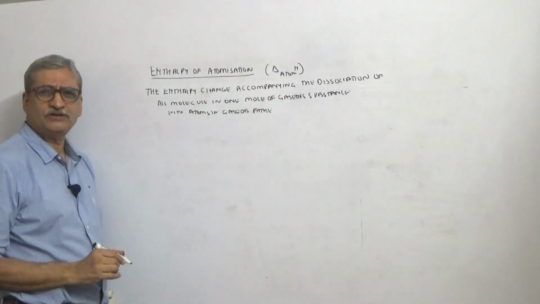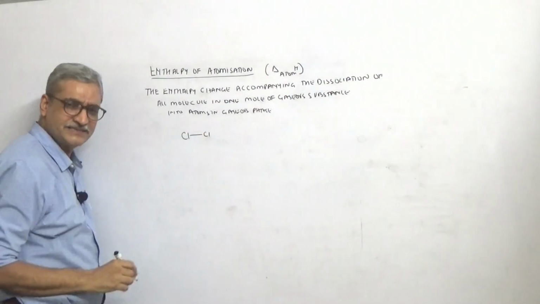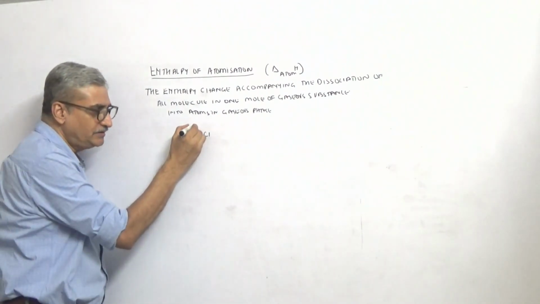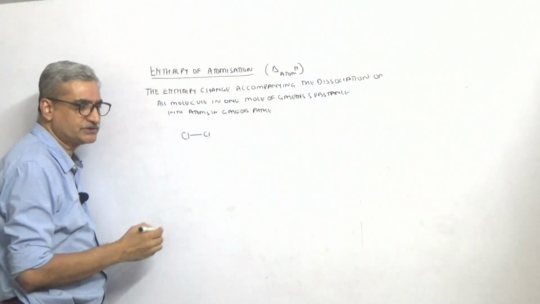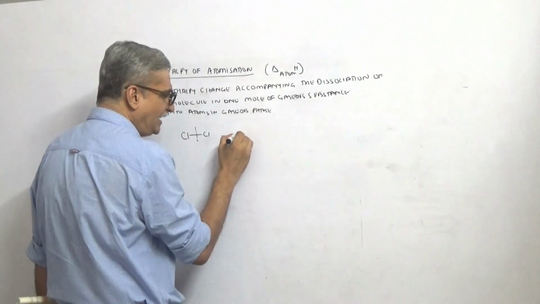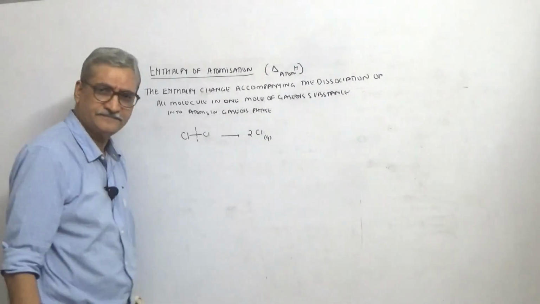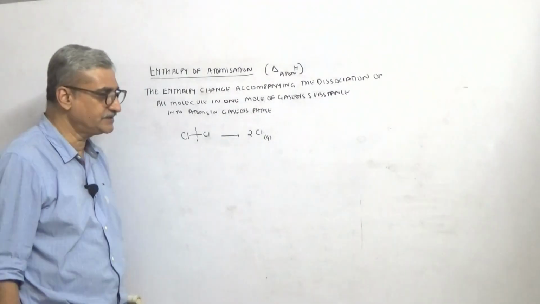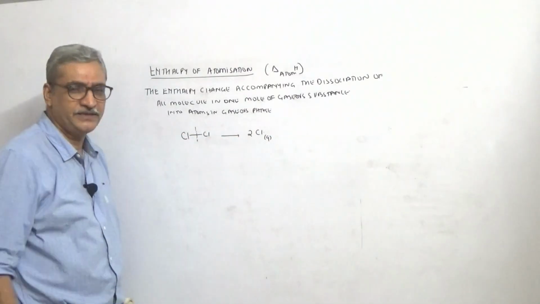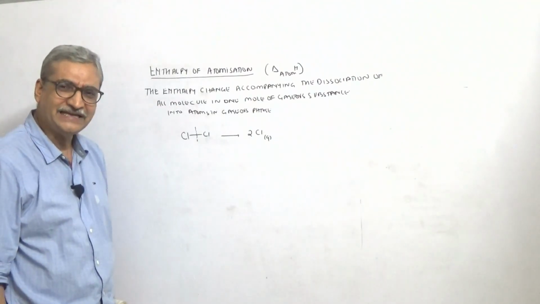So in other words, what are we talking about? Suppose I have chlorine which has only one single bond. Now 1 mole of chlorine molecule, that means 6.022 into 10 raised to 23 molecules, breaking that single bond and forming chlorine atoms in the gaseous state. Of course, it will form 2 moles of chlorine atoms, but we are not bothered about this. We are bothered about 1 mole of chlorine, what do you call? Molecule. It's a diatomic molecule.